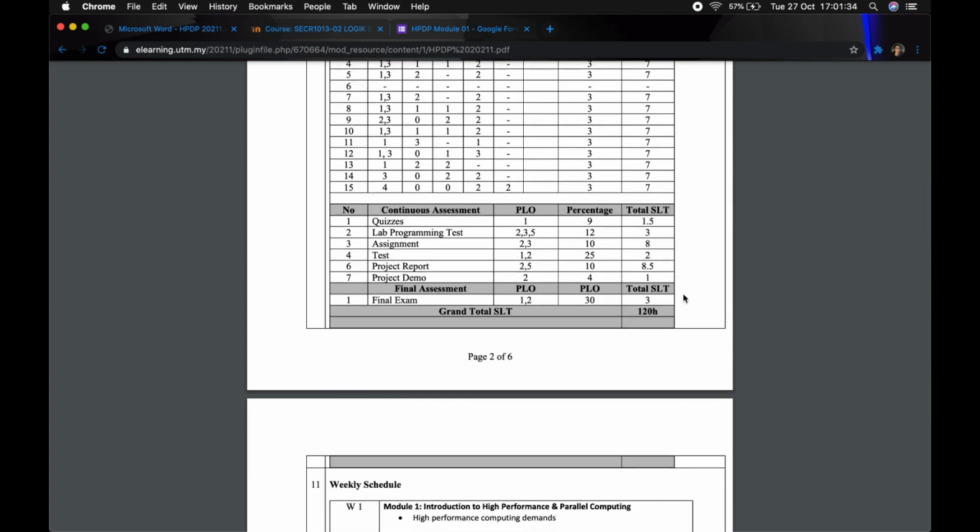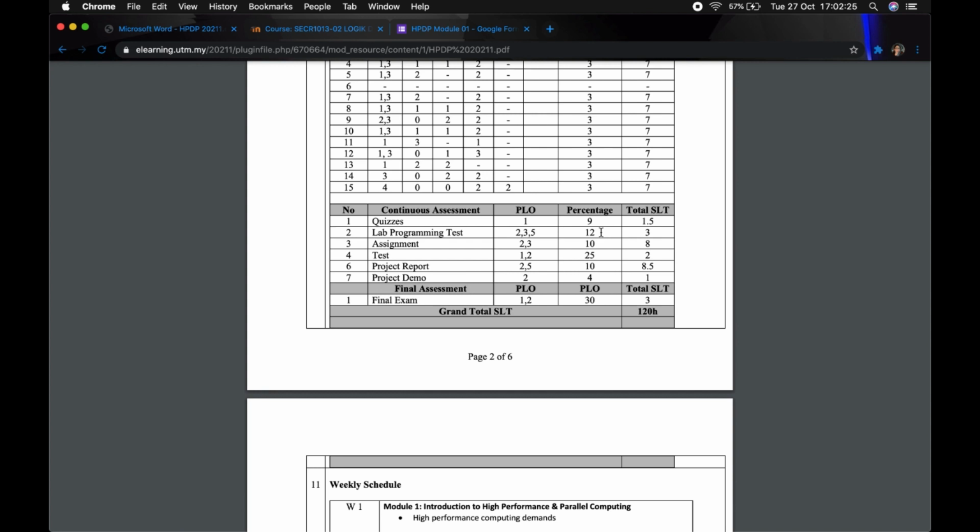This part is the one that I want to share, about the marking scheme for our course. The first one is quizzes, under PLO1, and the percentage for quizzes is 9. And there is also a lab programming test, because this subject is mainly about programming. About the assignment, the assignment is 10%, and the lab programming is 12.